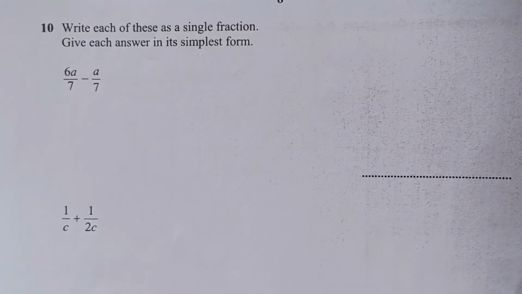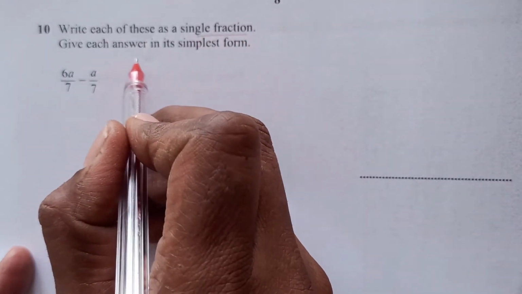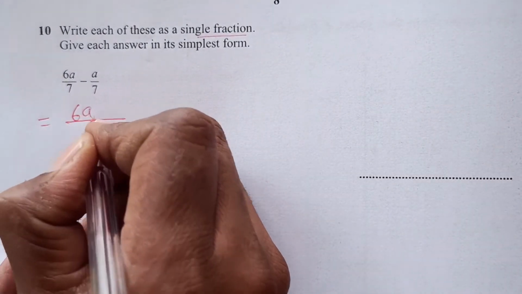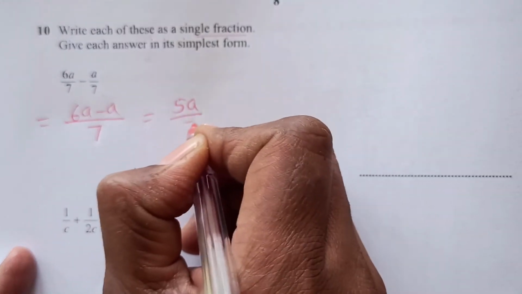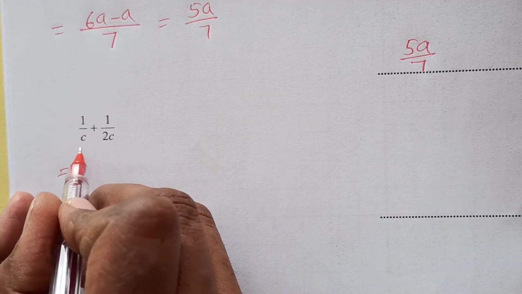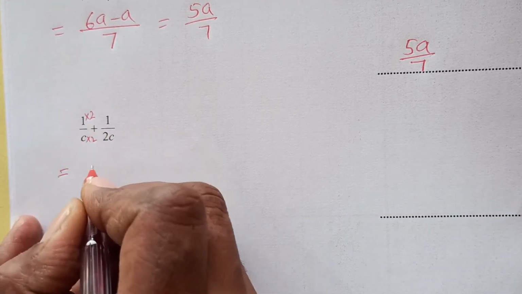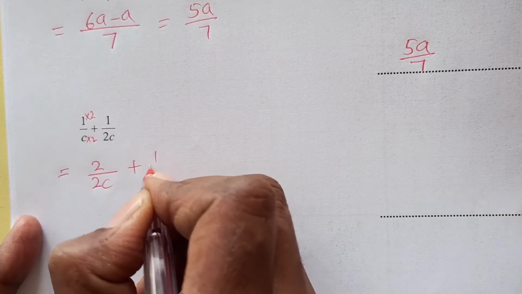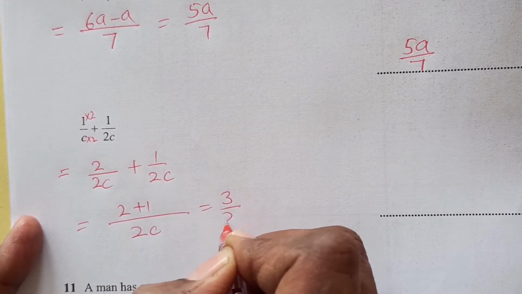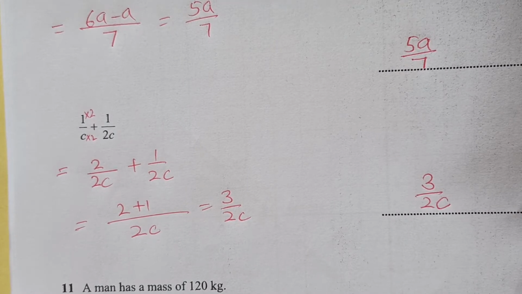Here we have a question from fractions, but this is an algebraic fraction. Write each of these as a single fraction. Give each answer in its simplest form. Now the LCM is the same, 7 here. So 6a minus a. 6a minus a is 5a over 7. Simple. Right? Now here the denominator is not the same. To make it the same, we can multiply here by 2 and here by 2. So this is 2 over 2c plus 1 over 2c. So 2 plus 1 is 3 over 2c. 3 over 2c. Okay.